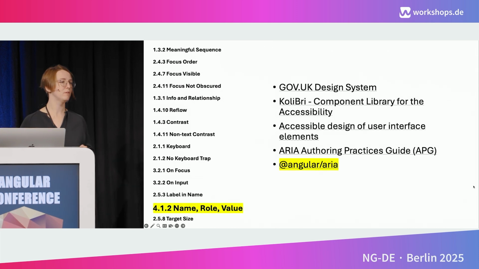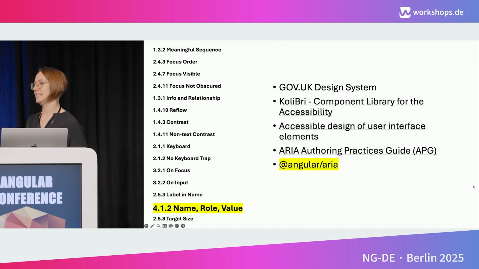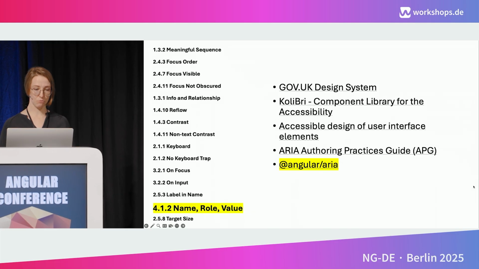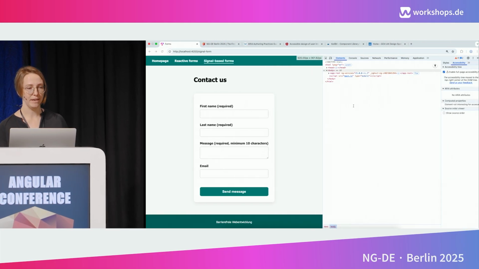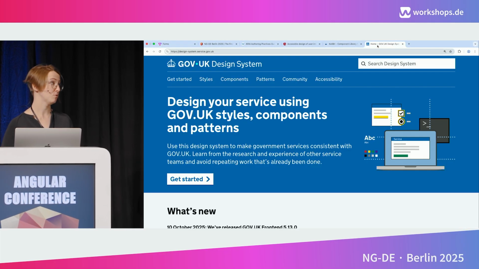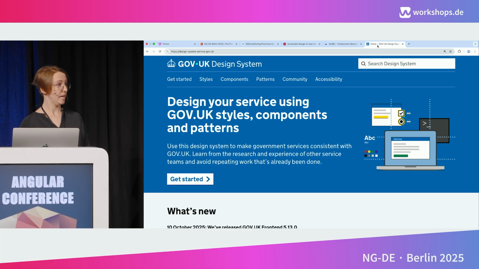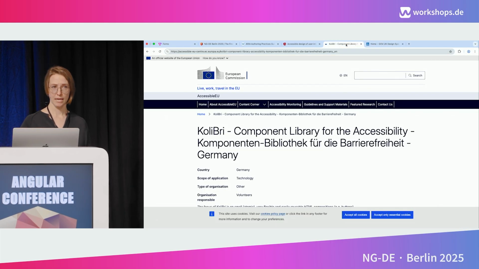Next one: we already talked about the accessible name, and when you implement accessible components on your own, you have to provide the correct role and make sure the value is communicated, etc. And that's where I invite you to get inspired by other libraries and resources. First of all, I would like to recommend the Design System of the UK. It's open source, and it's designed with accessibility at heart. The same goes for Colibri. That's the equivalent for Germany. That's a component library which is used by the websites of the German government.